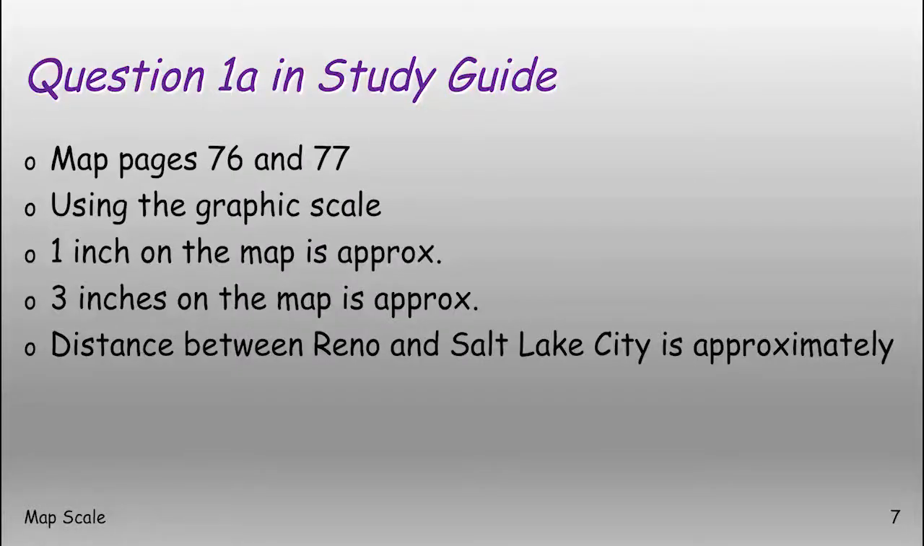So now I would like you to go to the map pages 76 and 77 in your atlas and try to do the same thing. So using the graphic scale, measure 1 inch on the map, and then answer, 1 inch on the map is approximately how many miles on the ground. Then figure out 3 inches on the map is approximately how many miles on the ground. And then figure out the distance between Reno and Salt Lake City using the graphic scale.